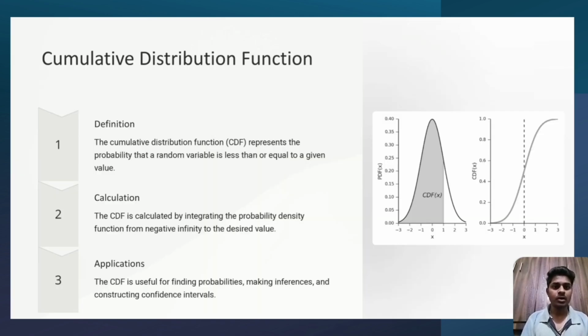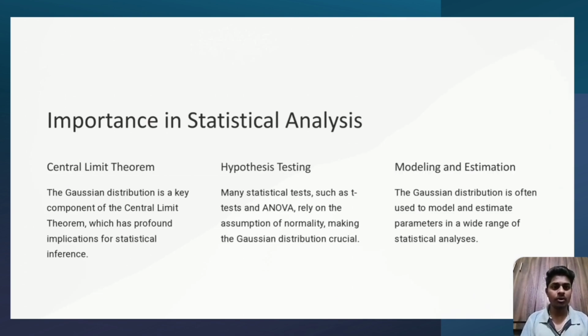Cumulative distribution function. The cumulative distribution function represents the probability that a random variable is less than or equal to a given value. The CDF is calculated by integrating the probability density function from negative infinity to the desired value. Applications of CDF. It is useful for finding probabilities, making inferences, and constructing confidence intervals.